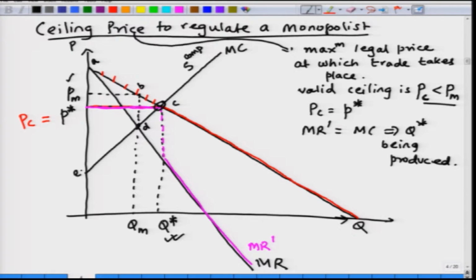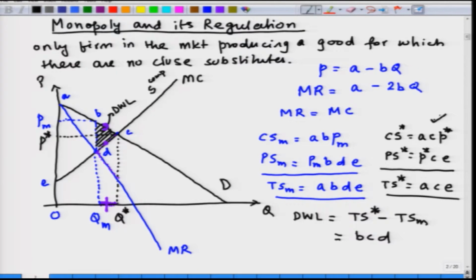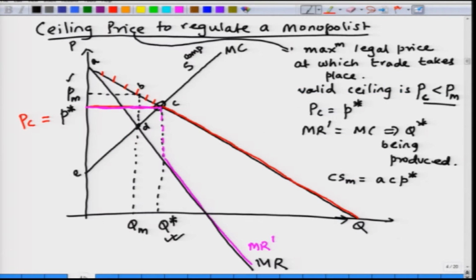Now notice that if we were to write down what the consumer surplus and the producer surplus were. The consumer surplus with the ceiling price, with the regulation, would be the area. Consumers are buying Q star units, they are paying a price P star. So, the consumer surplus would be this area A C P star, which is exactly the consumer surplus that would have come up when the competitive market was there.